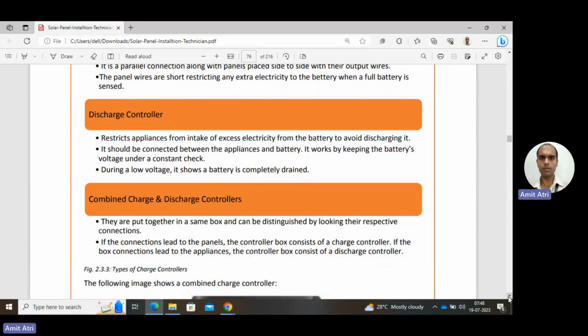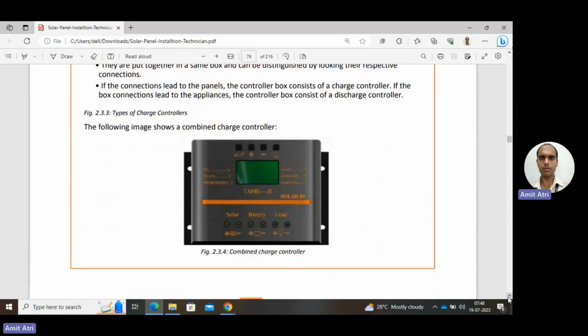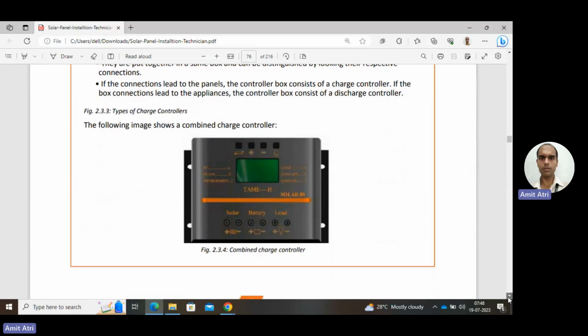Okay, then next is the combined charge and discharge controller. They are put together in the same box and can be distinguished by looking at their respective connections. The charge and discharge controller are in the same box. Their respective connections are there, and we make those connections from where we have to connect the panels, from where we have to connect the load. Like in the diagram, solar, battery, load, all of these connections are shown here on the charge controller.